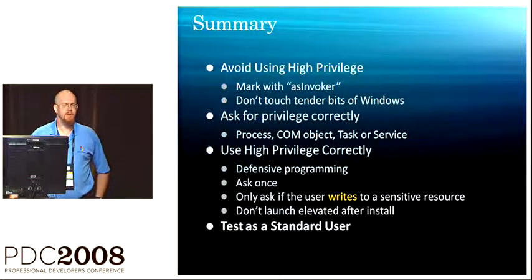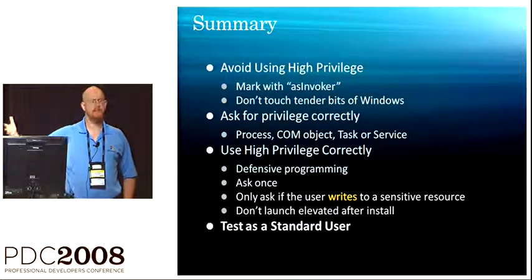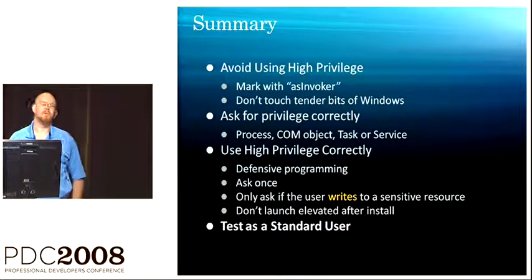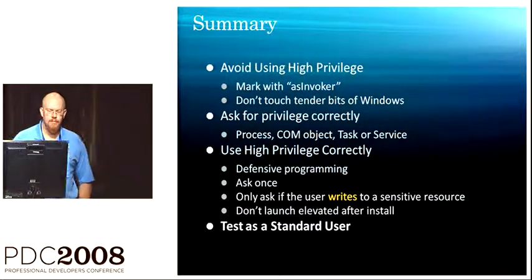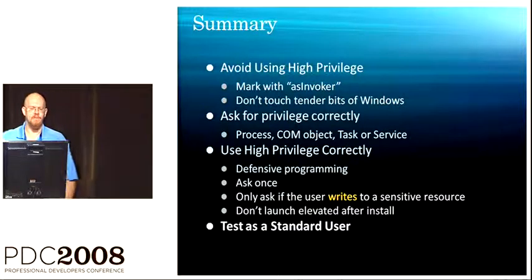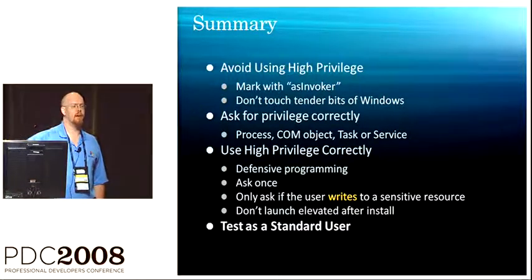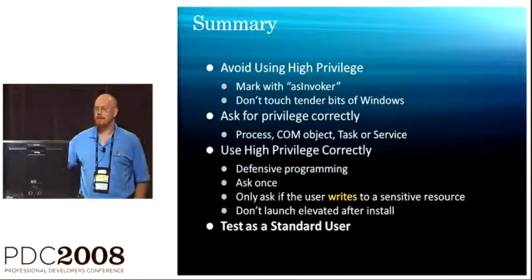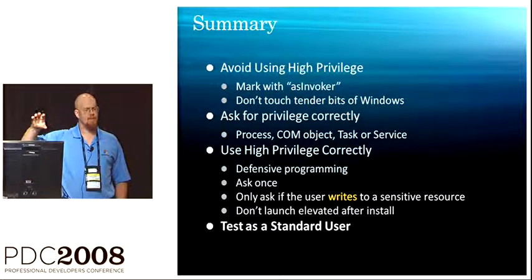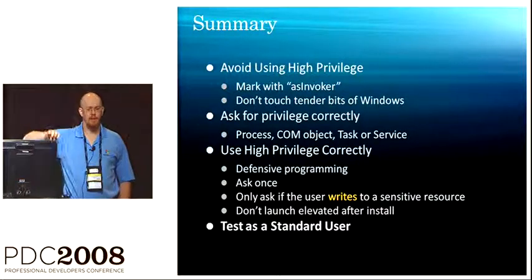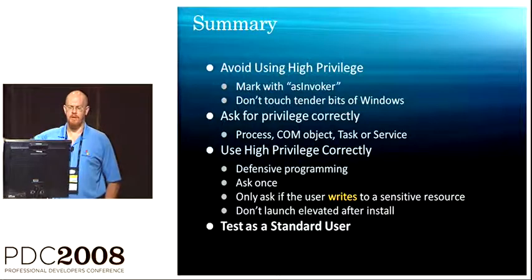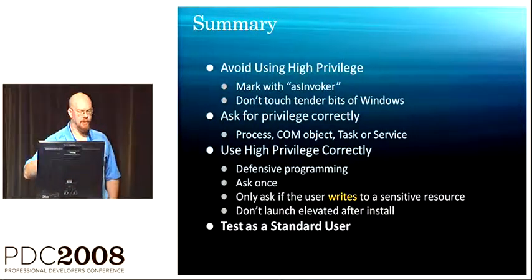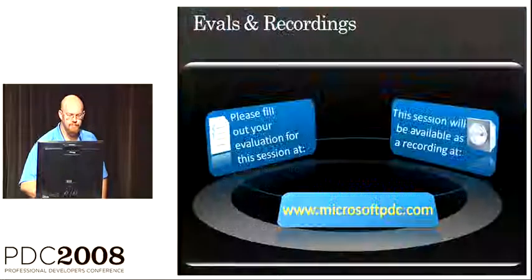Avoid using high privilege. Mark your stuff as invoker so that we don't accidentally try and elevate you. Don't touch the tender bits so that we don't demand that you run elevated. Ask for privilege correctly. You can use an elevated process, an elevated COM object, an elevated task, or an elevated service. And in all cases, except the elevated COM object with the elevated GUI, you have to treat all your inputs as untrusted, defensive programming. And above all, test as a standard user.